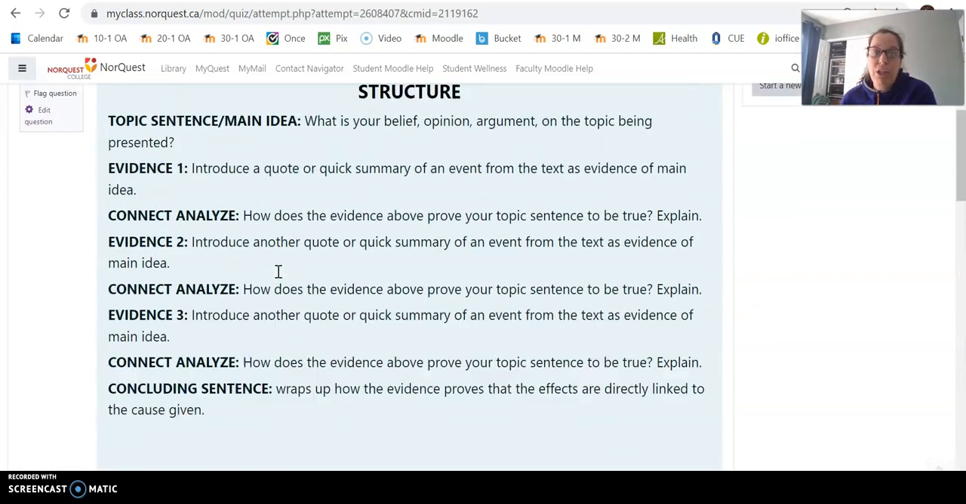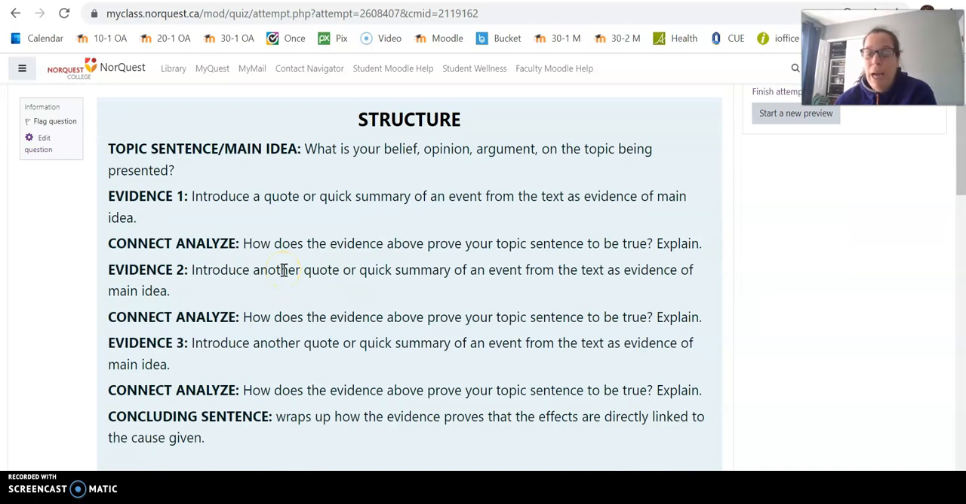If you have any further questions about your cause and effect paragraph, just make sure you book a time with your instructor.